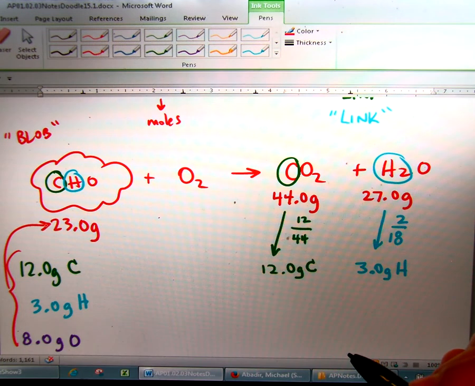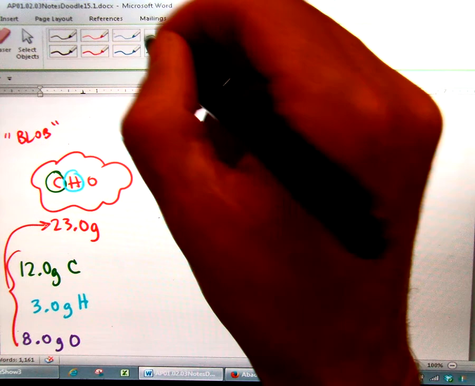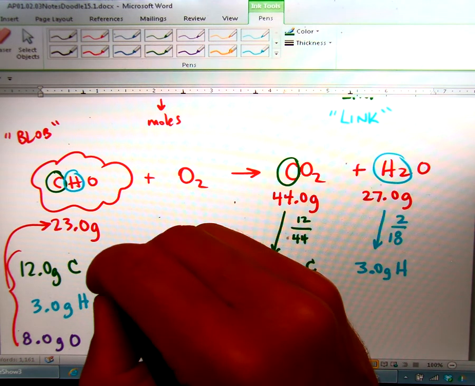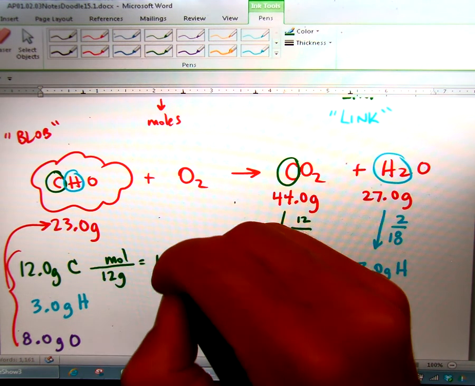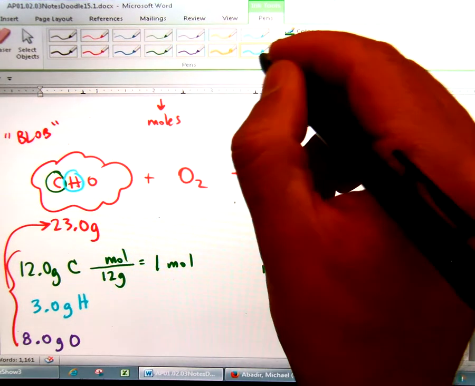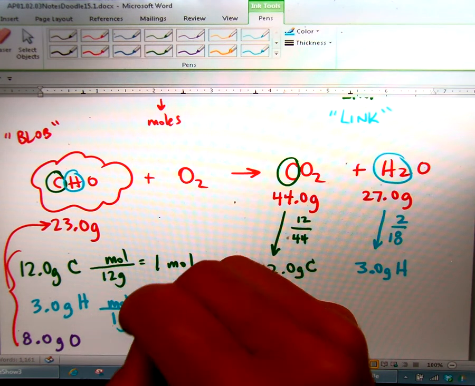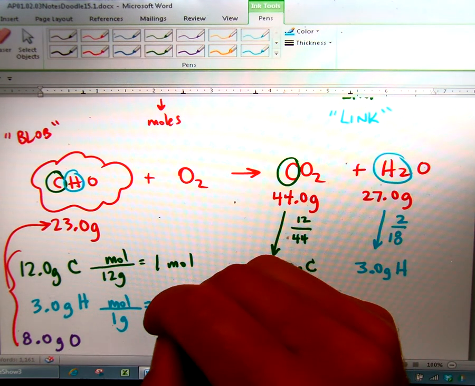So now, because we have grams, that's not going to help us for our formula because we need moles. So we're going to convert each of these. Carbon weighs 12 grams per mole, so that's going to equal 1 mole. Hydrogen weighs 1 gram per mole, so this is going to have 3 moles.